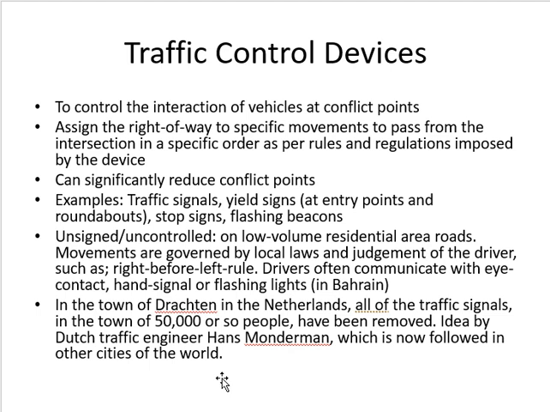Okay, we can have unsigned and uncontrolled intersections as well, and this can be allowed on low volume residential areas. So there's a possibility that an intersection may not have any control device. In those cases, what happens? The drivers go according to their judgment. They follow the local laws like right hand first, and they follow their judgment. Okay, and they may communicate with each other. They may look at each other and see who wants to go first, who is in a hurry. They can use hand signals, flashing lights. We use flashing lights in Bahrain.